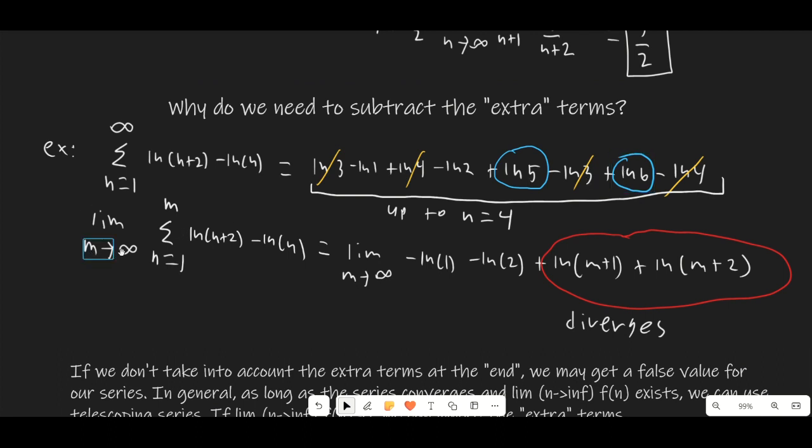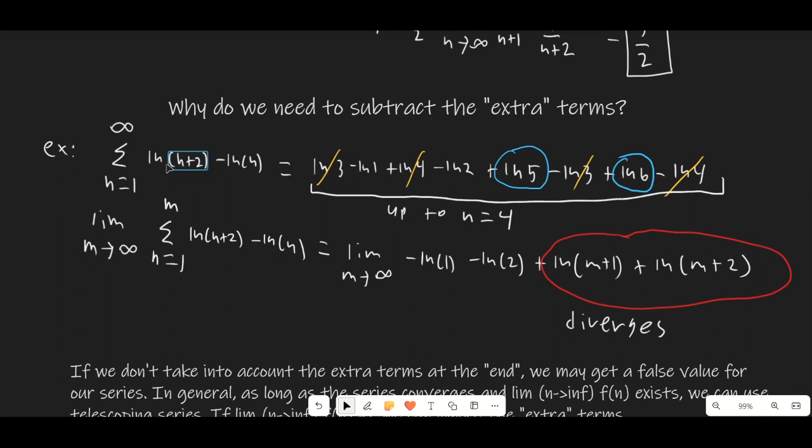So, if we take the limit as m goes to infinity of the partial sum from n equals 1 to m, which is the same as the summation right here, it's the same thing as the limit as m goes to infinity of these first terms, negative ln1 minus ln2, plus the leftover terms at the end. Notice that n equals 4 gave us ln5 and ln6, which means that if we go up to an arbitrary integer m, it's just going to end up being ln(m+1) and ln(m+2), right? N equals 4, we have 5 and 6, so that's just 1 more and 2 more right here. And so notice when we add these two natural logarithms and take the limit as m goes to infinity, this limit actually goes to infinity because natural log of m plus 1 and m plus 2 both increase without bound. So that's why it's important to notice these extra terms at the end.